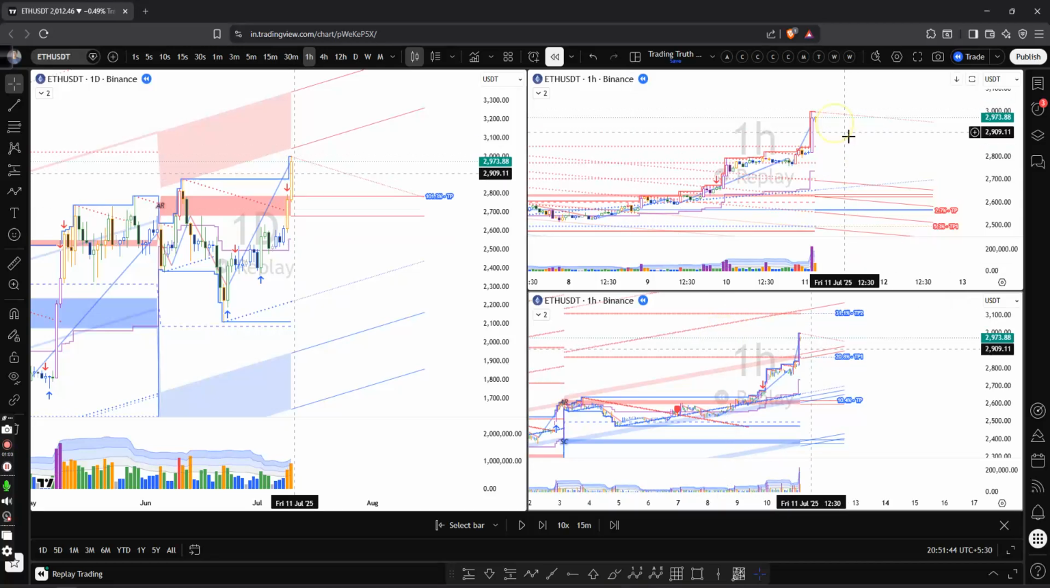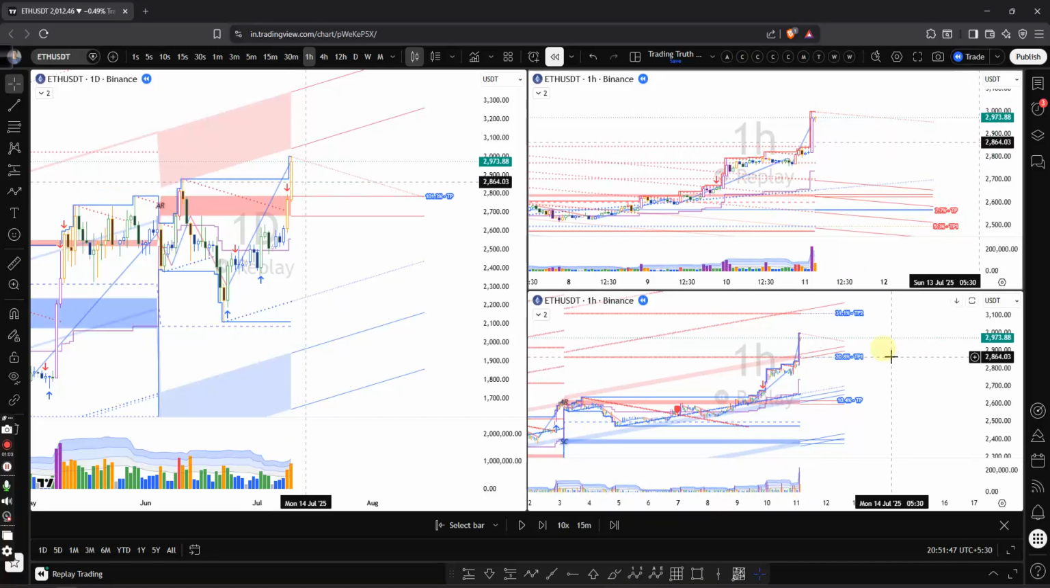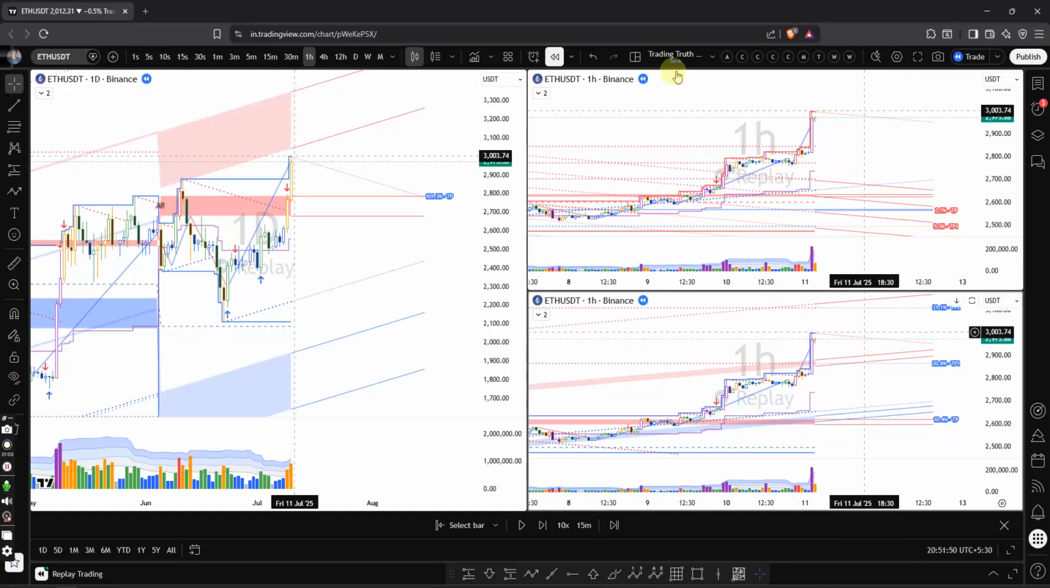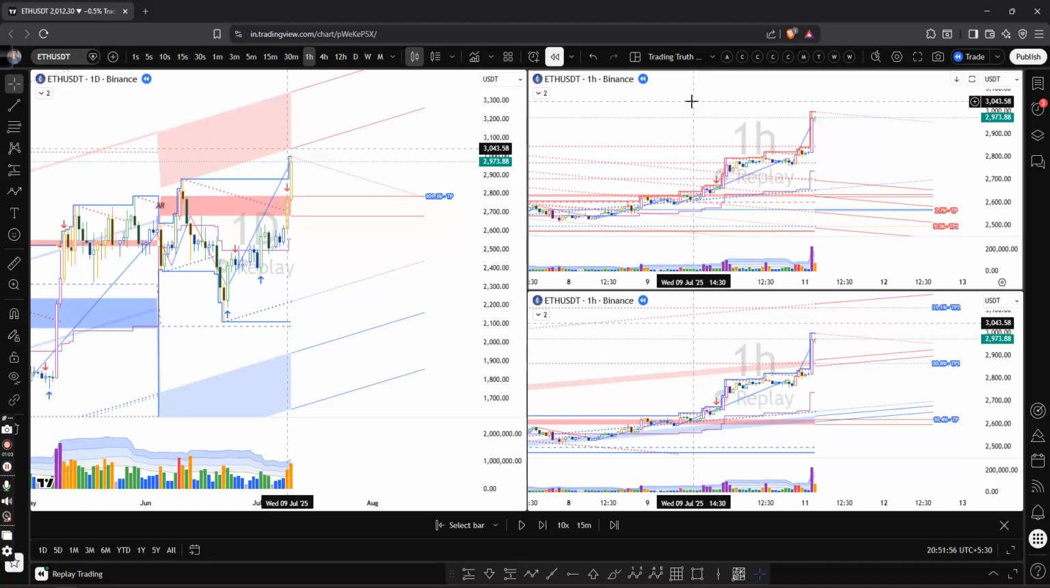So yeah, guys, so far what I've seen, this is the best algorithmic trading system that I've seen on the internet, or whatever you want to call it.